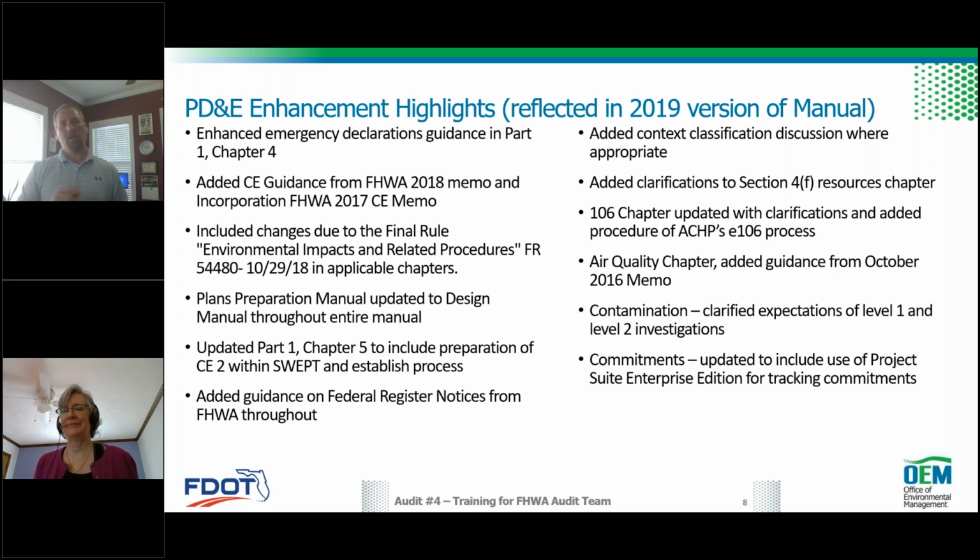Part 1, Chapter 4 was enhanced to handle emergency declarations and provide more guidance for how things were handled. The manual is updated in relevant chapters, like the CEs, to deal with the CE guidance from your memo in 2018, as well as the previous 2017 memo that added some additional CEs, to make sure those got incorporated. There was also the final rule on environmental impacts and related procedures, with the date there. That was reflected in all the chapters where it should be, such as the chapters on environmental assessments and environmental impact statements. The relevant chapters were updated throughout.